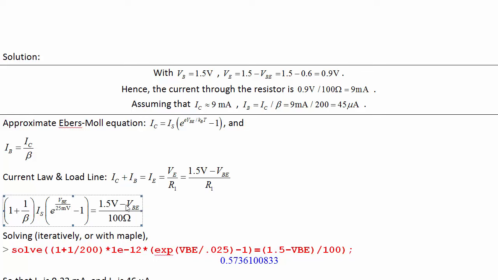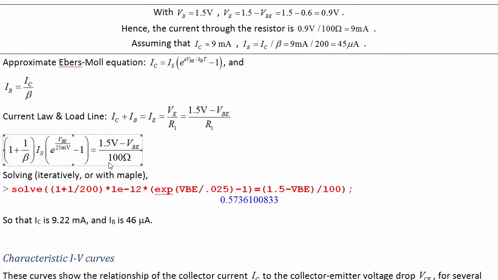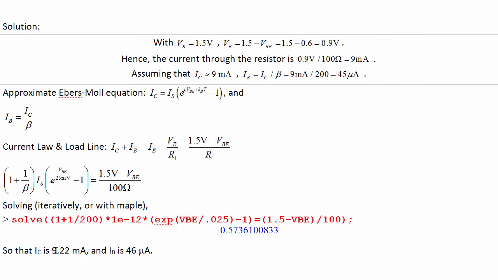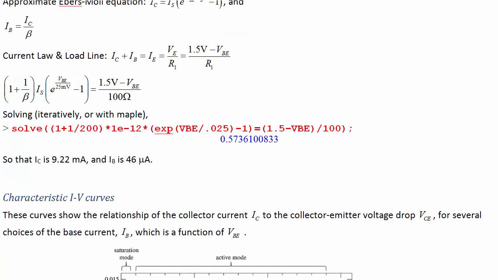The only difference is that in front of it we've got this 1 plus 1 over beta term that showed up because it's the collector current plus the base current there. Okay, so you can solve this iteratively or with Maple or however you like and find out what the actual base emitter voltage is, and I get 0.57. So that means that the currents were slightly different than we predicted with the approximate model, but not too different. So the approximate solution is a pretty good thing to do.